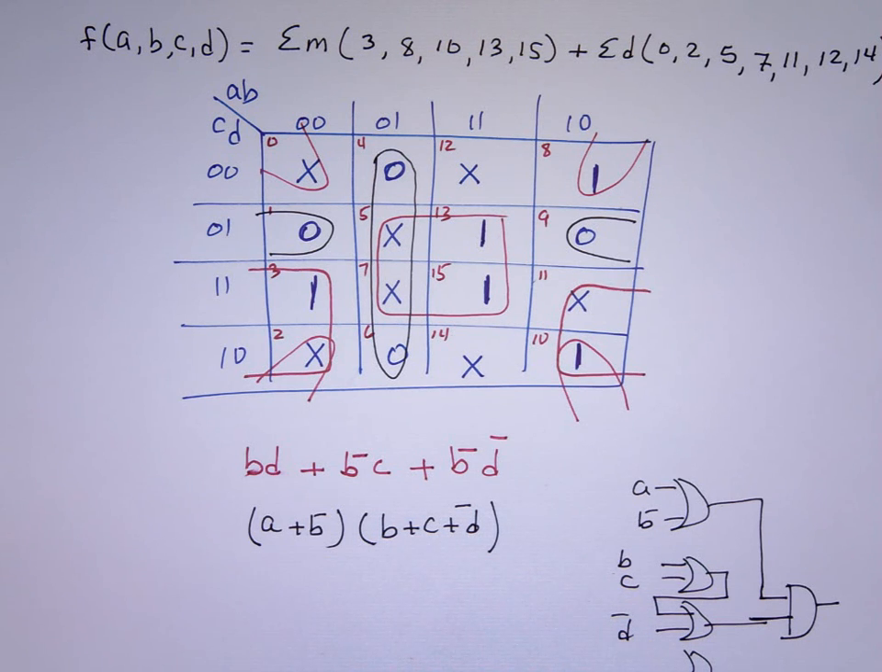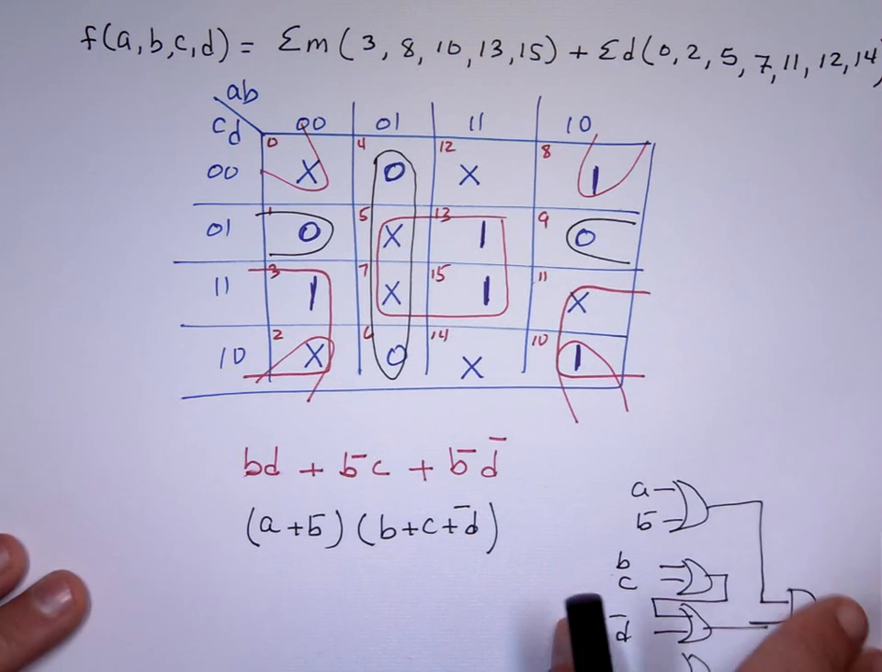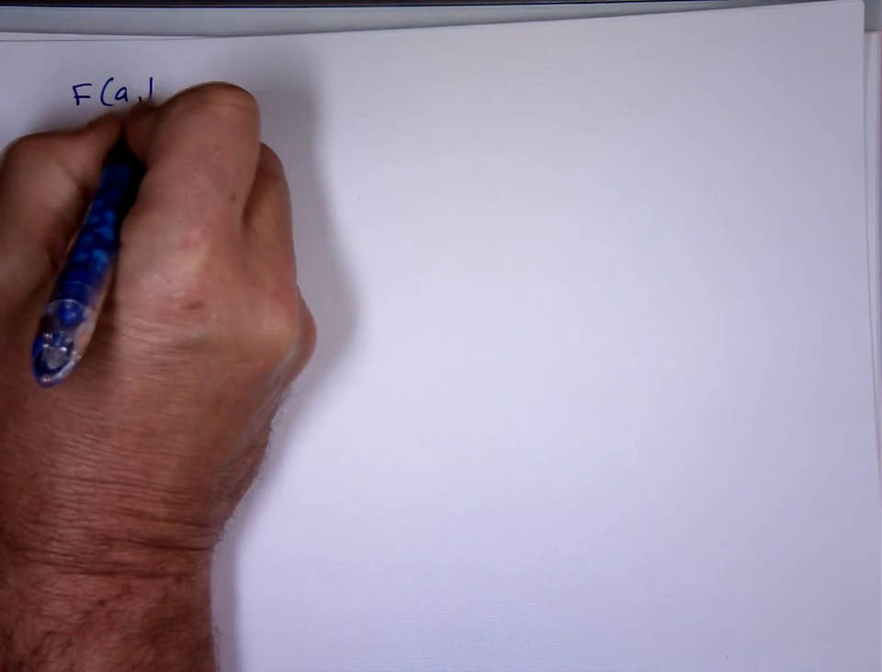I had a couple more here. Try and see what will happen. I'm hoping one of them will lead us to the lab today. Will give us a nice expression to build in the lab. There we go. F of A, comma B, comma C, comma D.